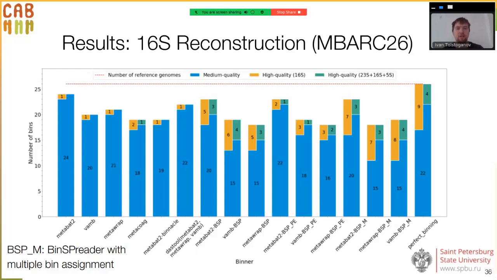BinSPreader paired-end mode and multiple binning mode are particularly effective for rRNA reconstruction because of the short edge inclusion strategy. So refining of VAMB binning resulted in recovery of all 4 high-quality MAGs with complete rRNA for Embark dataset.